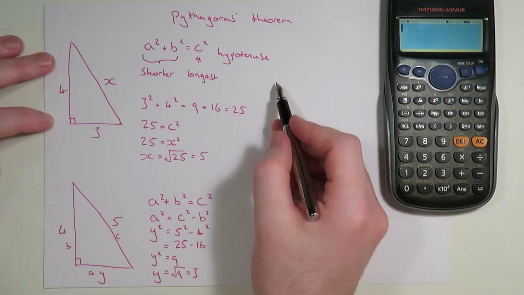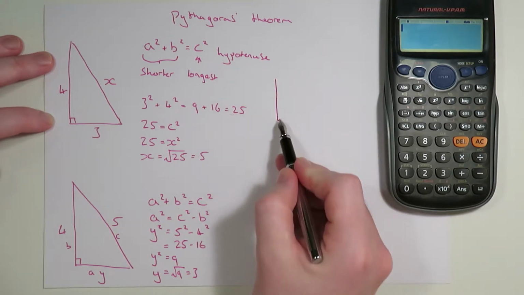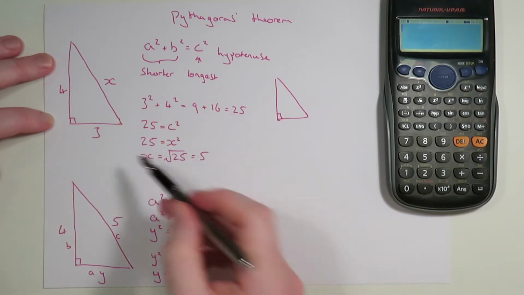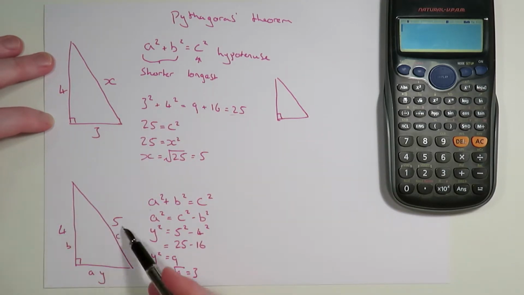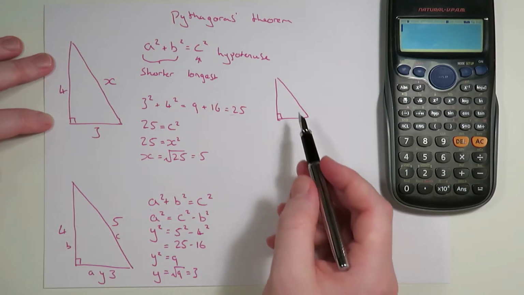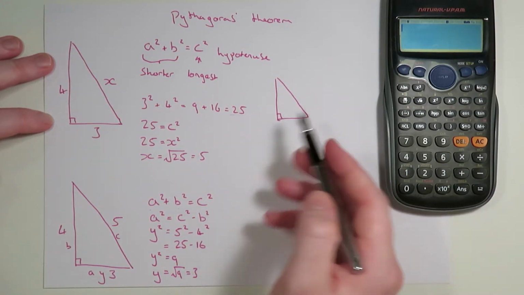Well, what if we have a triangle that doesn't have such nice lengths? We call this a special triangle, where the lengths are 3, 4 and 5. We call this a Pythagorean triple, or sometimes called a Pythagorean triplet. We don't always have nice lengths like that.